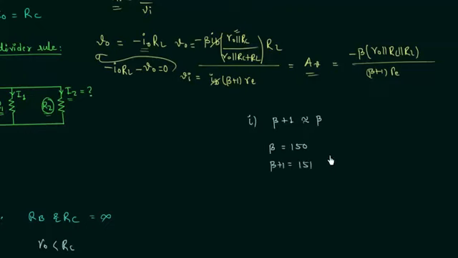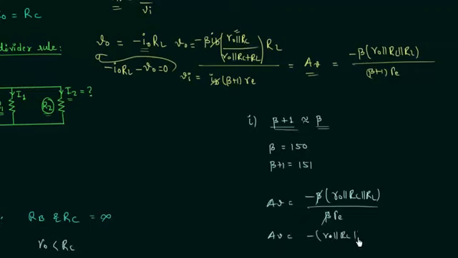150 and 151 are nearly the same, so we can take beta plus 1 equal to beta. So the voltage gain is equal to minus beta times RO parallel RC parallel RL divided by beta times RE. This beta and this beta will cancel out, so the voltage gain is equal to minus RO parallel RC parallel the load resistance divided by resistance RE. So this is the expression when we consider beta plus 1 nearly the same as beta.